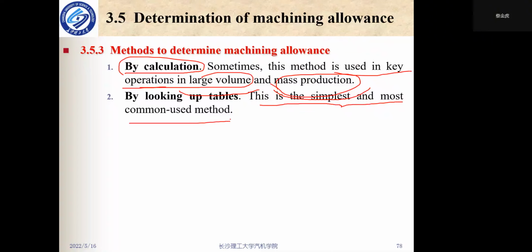So the question will come out: what is the most commonly used method to determine machining allowance? The answer is by looking up tables.